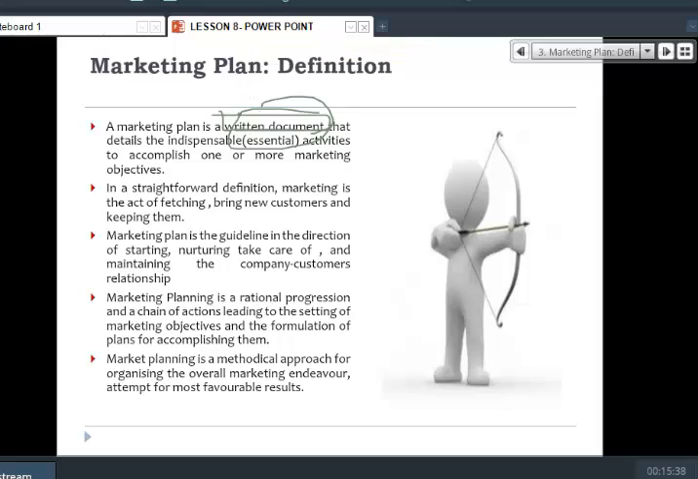So it's a written document first. Second, it has the essential activities. This is another key point. Third, the purpose is to accomplish, to fulfill the objectives.